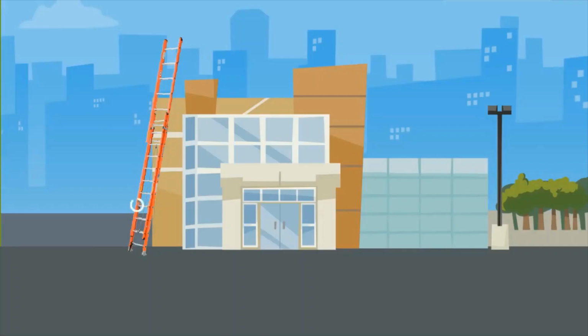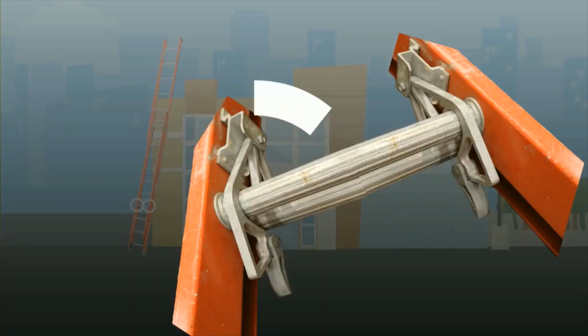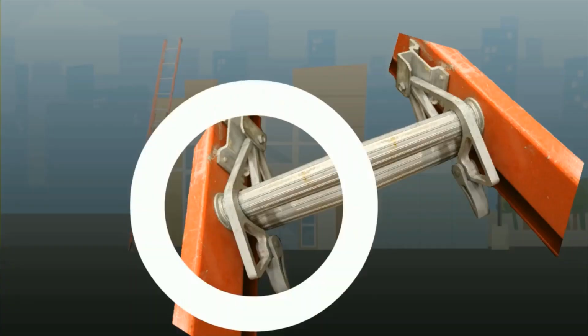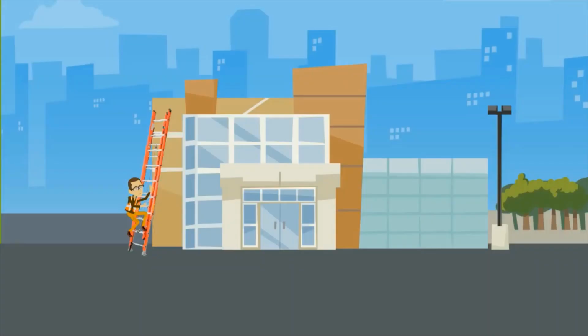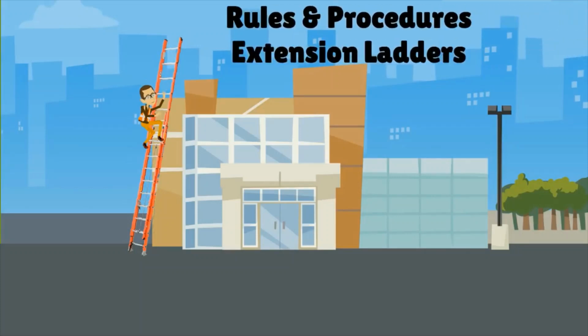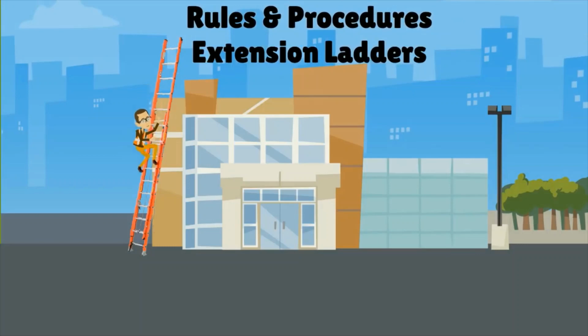There are two rung locks attached to the fly section that keep the fly portion in place. They fit over the top of a rung or the fly section. These locks function as brackets and prevent the fly from sliding down once it supports the climber's weight. Let's look at the rules and procedures that should be followed when using extension ladders. Before each use, inspect the ladder.